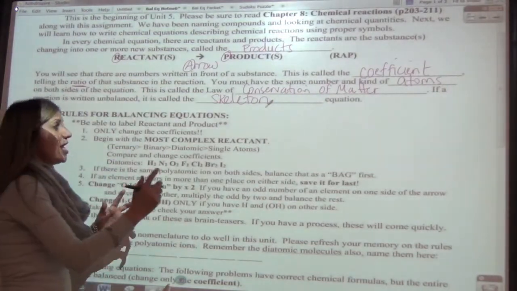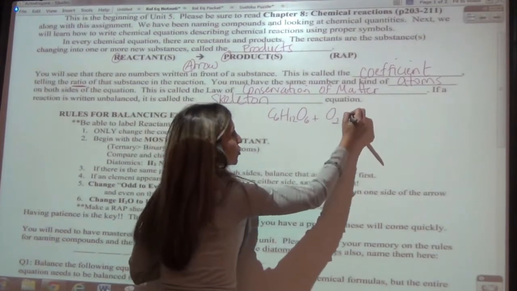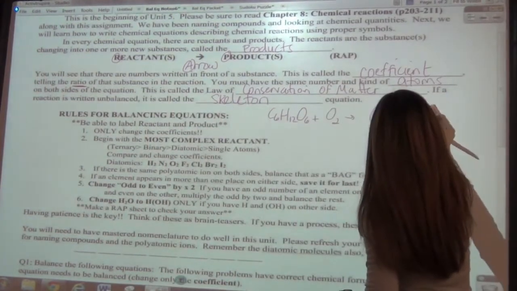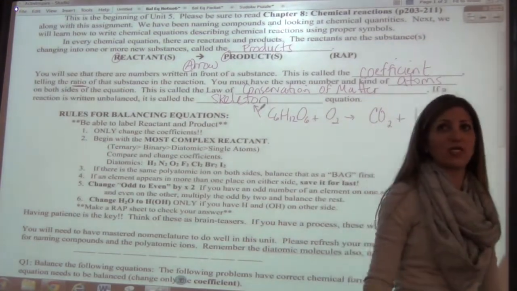So for example, if I just wrote C6H12O6 plus O2 yields CO2 and H2O, then that would be called the skeleton equation. Okay?